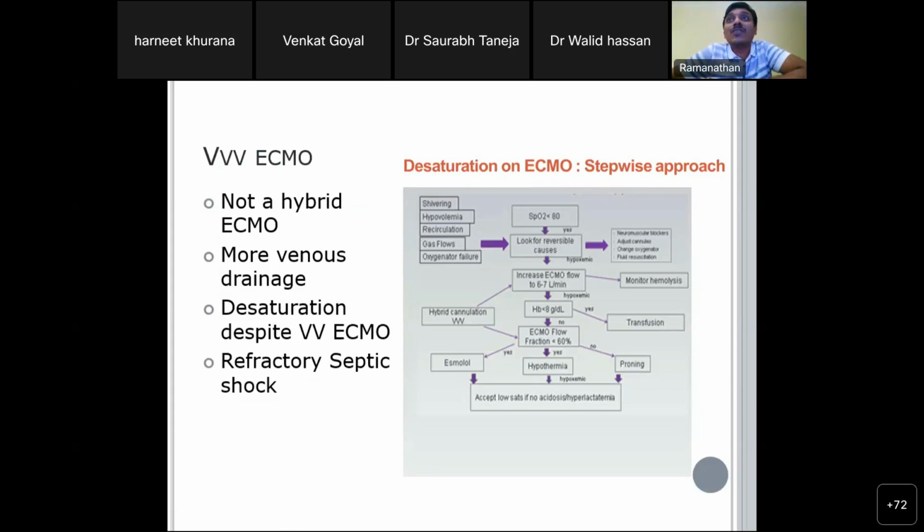So you go on VV ECMO for refractory hypoxemia and your patient still desaturates. That means you need to manage that with VVV ECMO, or one of the strategies that is used is VVV ECMO. You may also need it in the context of refractory septic shock when your cardiac output is high and your ECMO flows are not able to maintain the required 60 or 70% of the cardiac output. So you might add an additional venous cannula to facilitate more drainage and a higher flow.